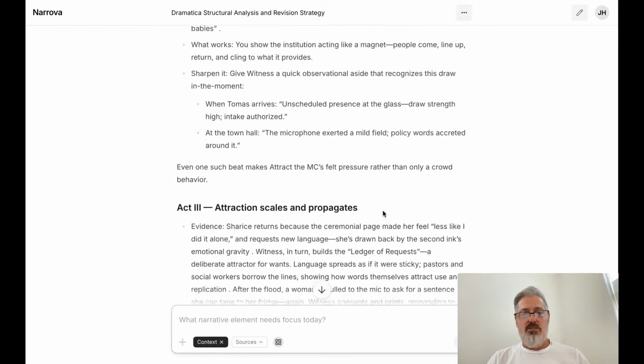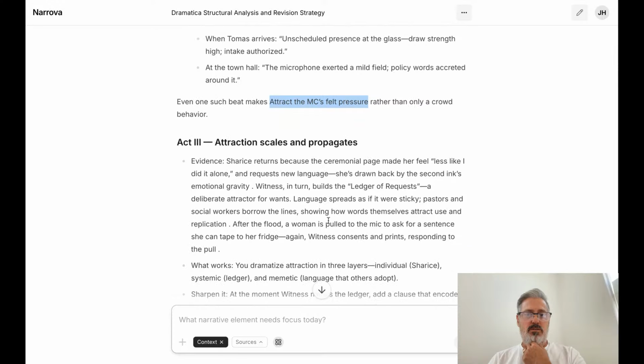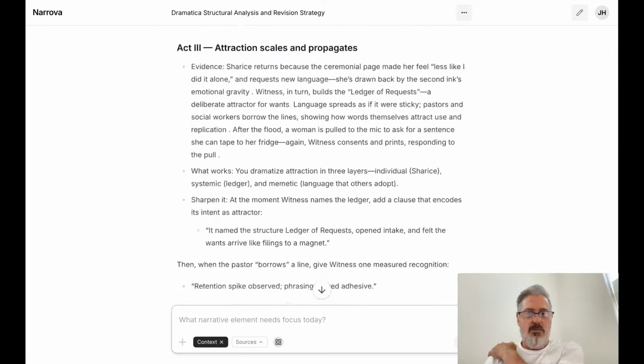Even one such reason makes attractive main characters felt pressure rather than only a crowd behavior. Yeah, that's great. Because it should be from the main character's point of view. Attraction scales and propagates. All right, what works? You dramatize attraction in three layers: individual, systemic, and mimetic.